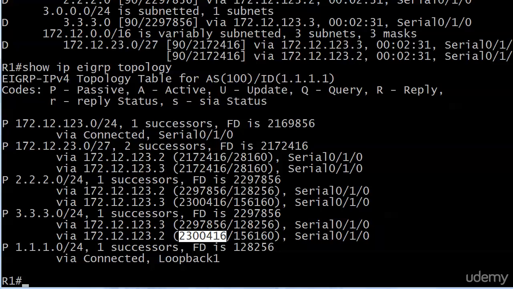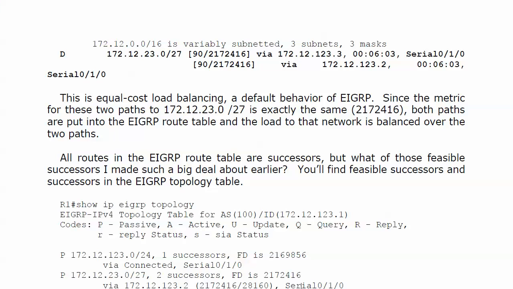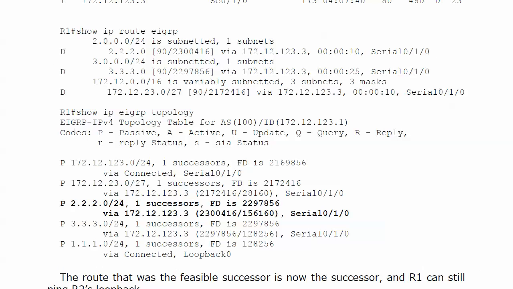So we might want to bring that path in to our load balancing, but we're going to have to do that manually because, not being a smart aleck here, if we have equal cost load balancing when the values are exactly the same, what do we have when they're not exactly the same? We have unequal cost load balancing. And that's what we're going to configure here very shortly with the variance command.